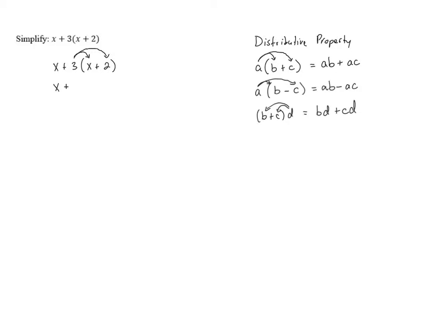Now when we distribute, the 3 times x gives us 3x, plus when we distribute the 3 times 2 gives us 6. So when we apply the distributive property, we get 3x plus 6, and then also that x that we originally started with. Now that the parentheses are gone, we are in a position where we can combine like terms. x is the same as 1x, and 1x plus 3x is 4x. So we have 4x plus 6, and that is our final answer.